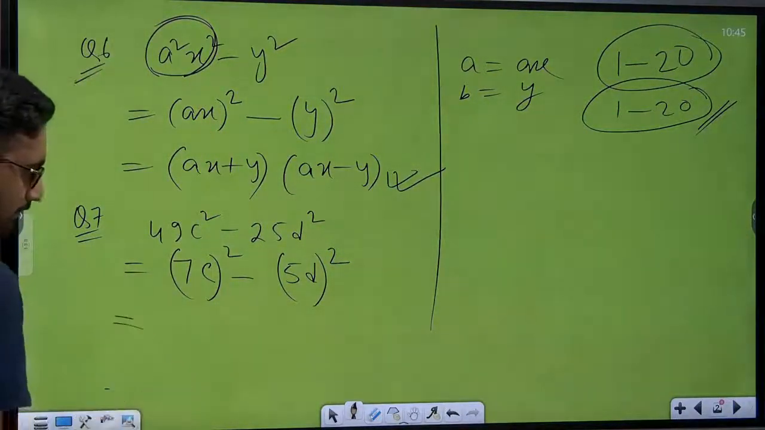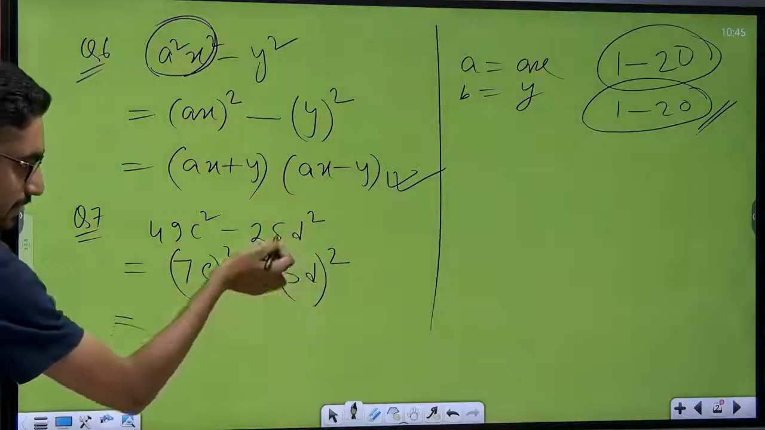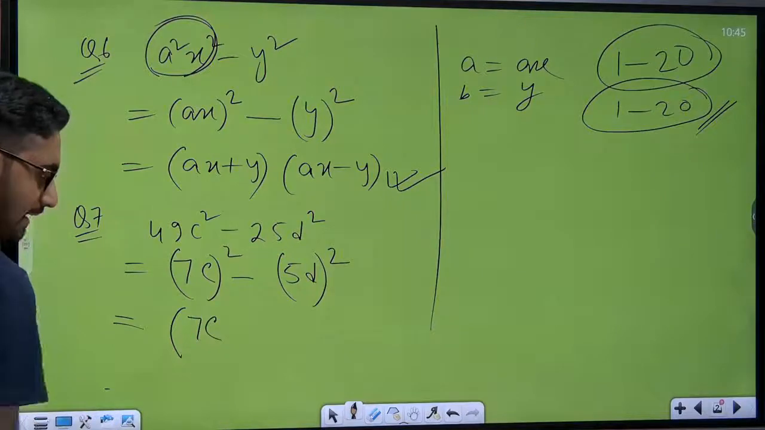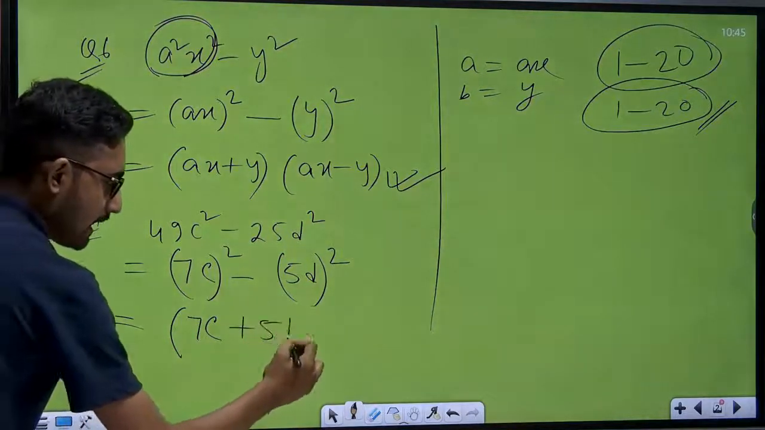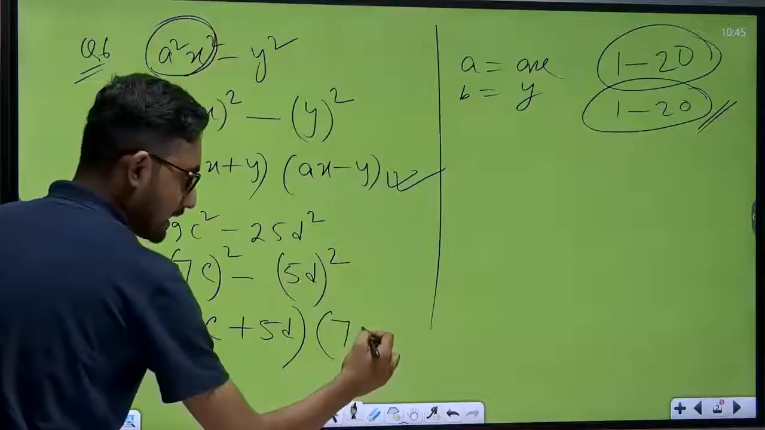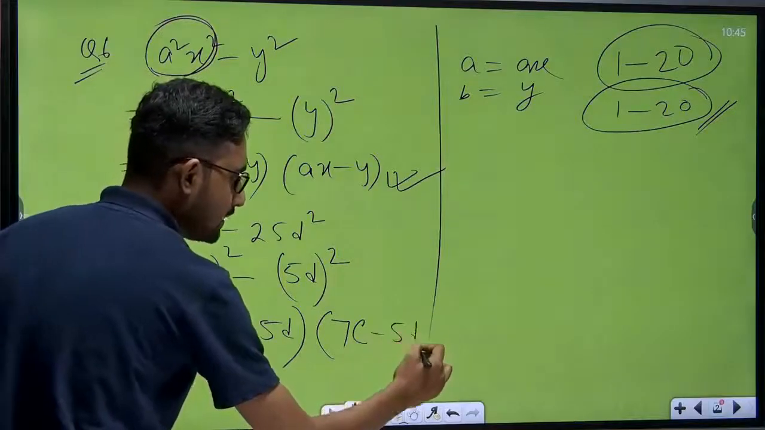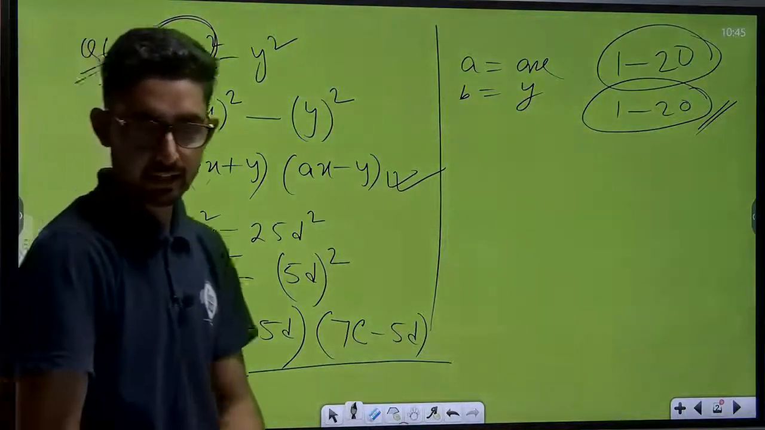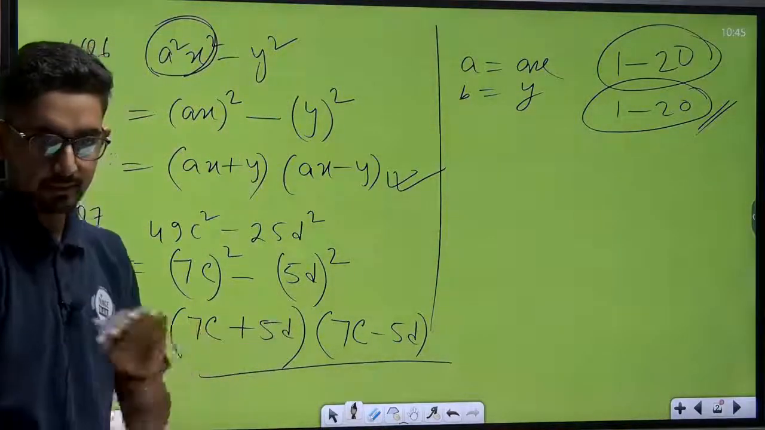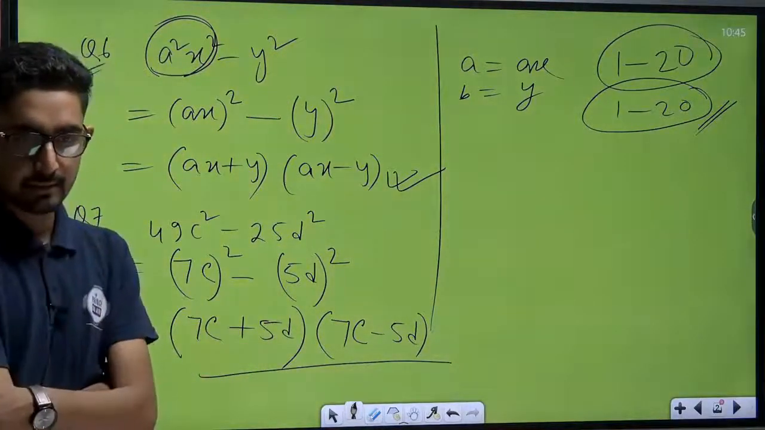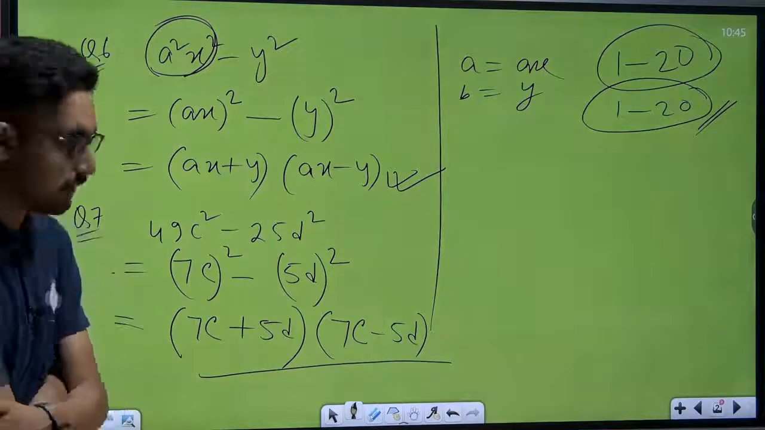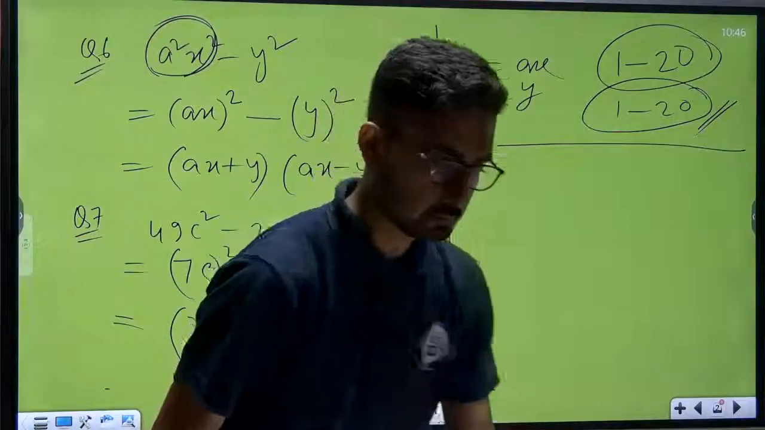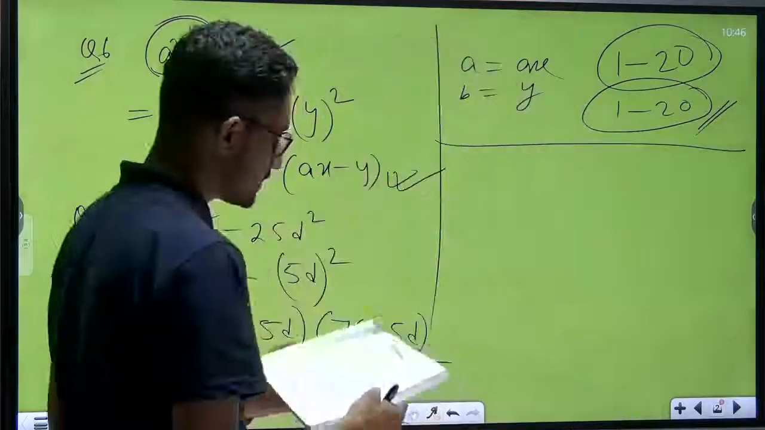Now come here, a square minus b square. Formula we know again, a plus b, that means 7c plus 5d, and a minus b, that means 7c minus 5d. Bas, this is the complete answer. Okay, understood all of you? Very simple. Yes, students? Okay, now we'll move to the next question. Let's see. All the questions are similar only.